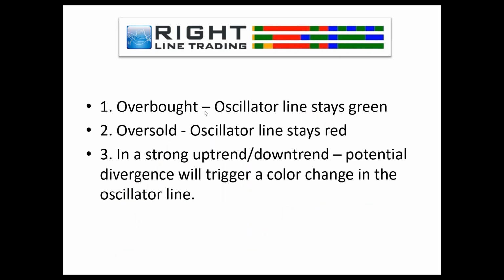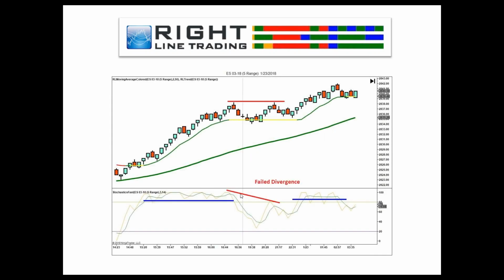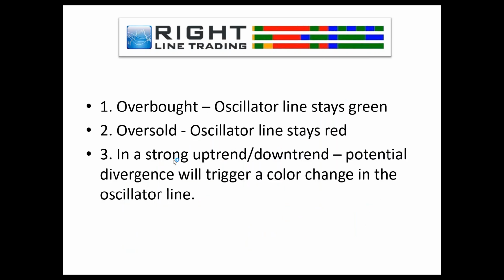When it's overbought, that middle line will always stay green. When the market's oversold, it'll always stay red. Otherwise, it's going to tell you whether the signal line is below the stochastic line or above the stochastic line, in between the 20 and 80 levels. Now, in addition, in a strong uptrend or downtrend, potential divergence will trigger a color change in the oscillator line.